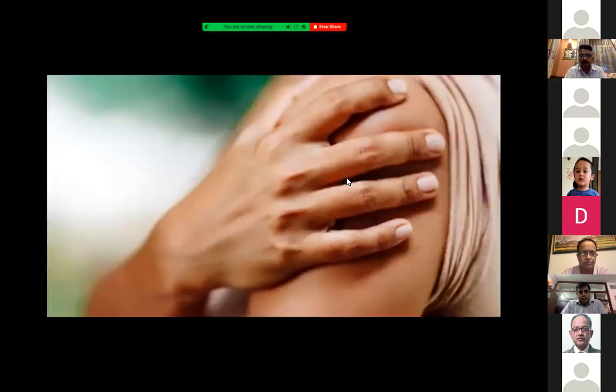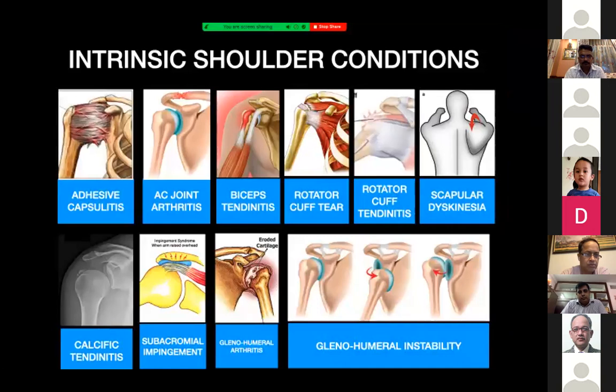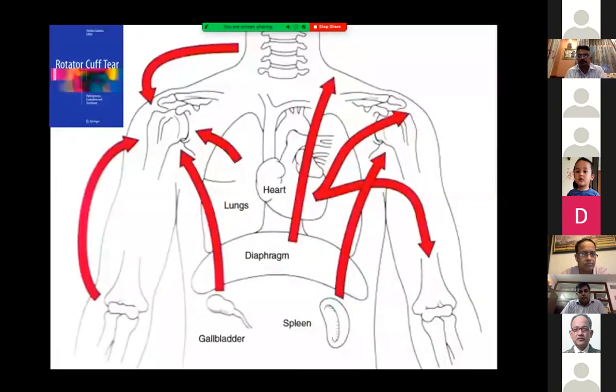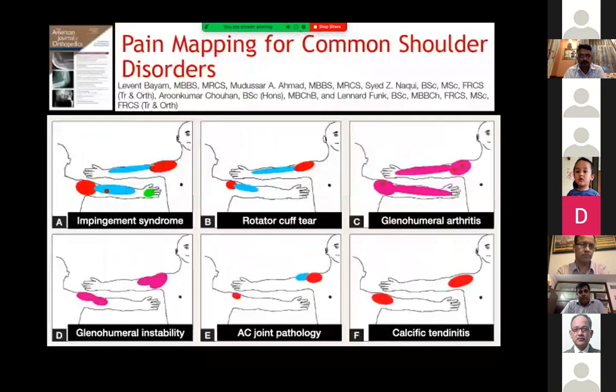The shoulder joint, as Amit sir and Sushil have already mentioned, is a very enigmatic joint. The pain caused by one shoulder condition may mimic another condition. There are so many conditions that can cause shoulder pain. These are various intrinsic shoulder conditions that overlap one another, and there are many visceral conditions that refer pain towards the shoulder joint. This was a study where pain mapping of common shoulder conditions was done, and with these pictures you can easily see that.